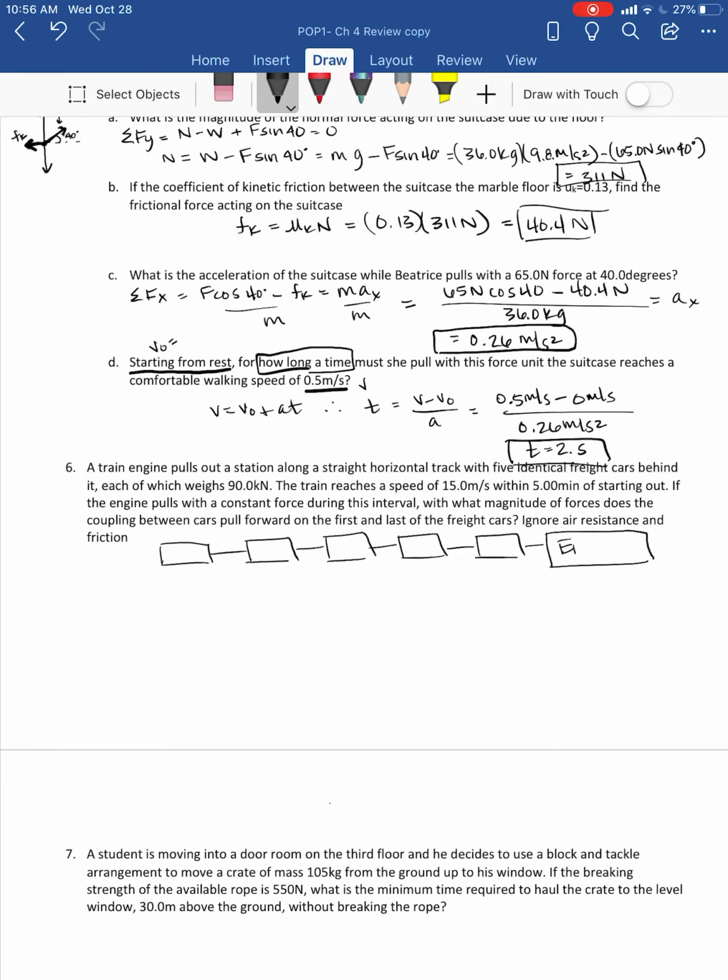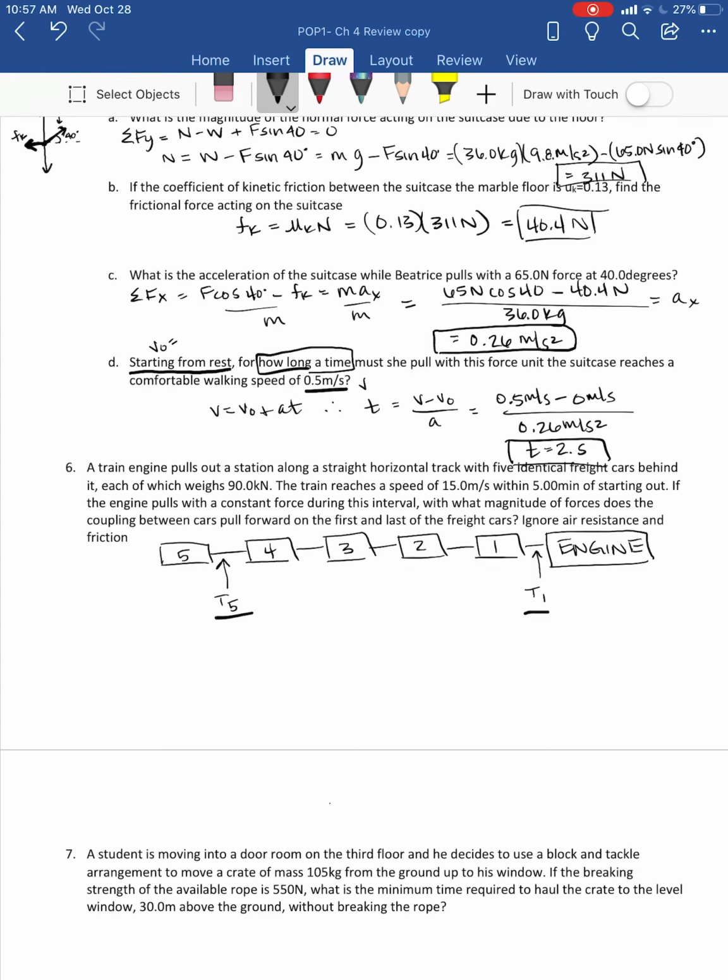All right, this is our engine, and it doesn't say anything about the engine's mass. It just says the weight of each identical car. So there's going to be a tension right here, and there's going to be a tension right here. And it wants to know the magnitude of the force between the cars on the first and the last of the freight cars. So it's wanting these two values, essentially.